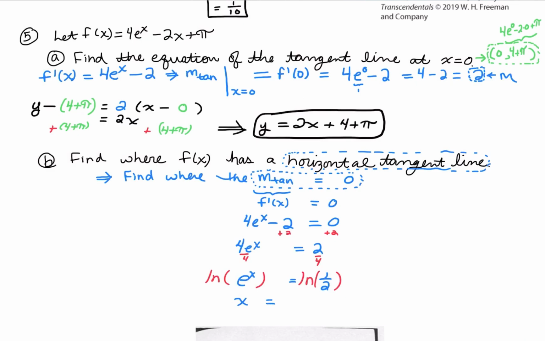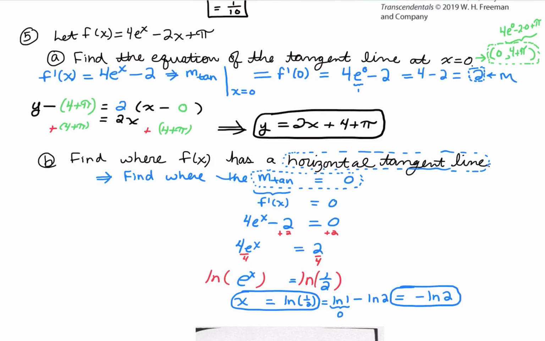And it's fine, you could certainly leave this as natural log of 1/2. You can also remember that there's a property of logs that says the log of a quotient is the difference of the logs. And so this becomes natural log of 1 minus natural log of 2. And natural log of 1 is 0. And so we end up with this actually just equaling negative natural log of 2. So you could either say just natural log of a half, or you could say negative natural log of 2. So this is where f has a horizontal tangent line at that x value.